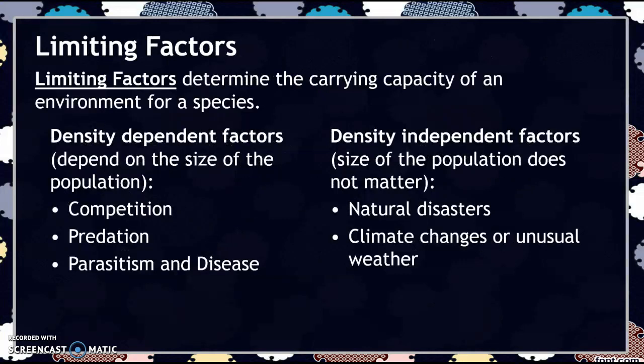So limiting factors determine the carrying capacity of an environment for our species. We have density dependent factors, which depend on the size of a population, and these can include things like competition, predation, parasitism, and disease. And we have density independent factors, where the size of the population doesn't matter. This includes things like natural disasters, climate changes, or unusual weather. It also includes human impact.